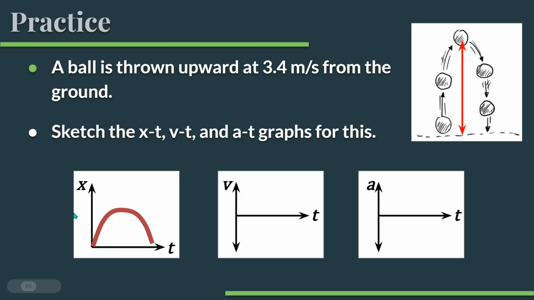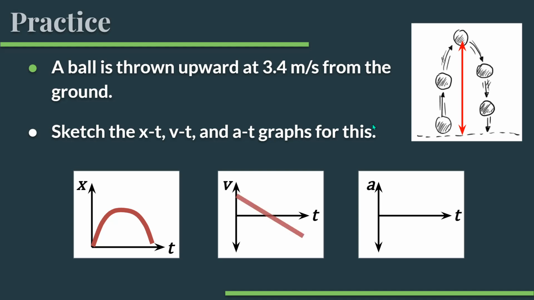Okay, so you're going to get this for your XT graph. For your VT graph, your initial velocity is positive 3.4 meters per second. So you have to have a positive v-intercept, or y-intercept, y-axis, but v-intercept. You have to start up here, and it has to slow down, and then it has to stop momentarily, and then it's going to be moving down.